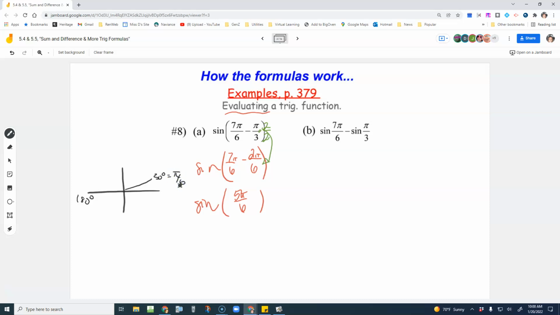So where would 5 of these 30s be? Where would 5 of these pi over 6s be? Right before the 180, because it's the same thing as 150 degrees. 5 of those 30s, that's 150, or 5/6 of that pi is almost the whole calzone. Anybody having flashbacks of calzone goodness? If not, do your bonus.